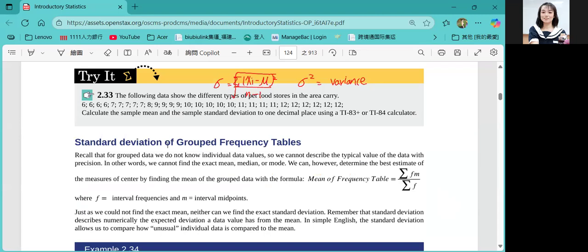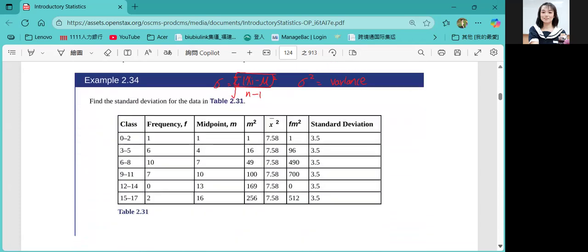Recall that for grouped data, we do not know the individual data values, so we cannot describe the typical value for the data with precision. In other words, we cannot find the exact mean, median, or mode. We can, however, determine the best estimate of the mean, or center, by finding the mean of the grouped data with the formula, where f is the interval frequency and x is the interval midpoint, just as before.